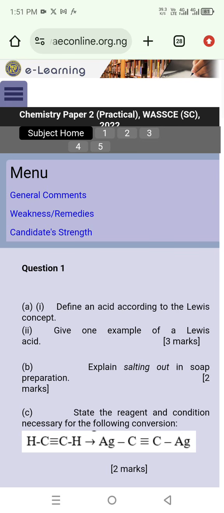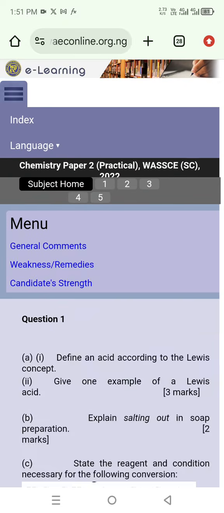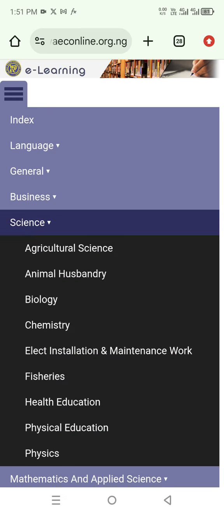This is the past question of 2022. How did I get it? I will leave the link to this website. It's a WAEC website. I will leave the link in the description below. Now, just click the link, go to it, and navigate as you like. Let me show you how I started. I just went to chemistry.